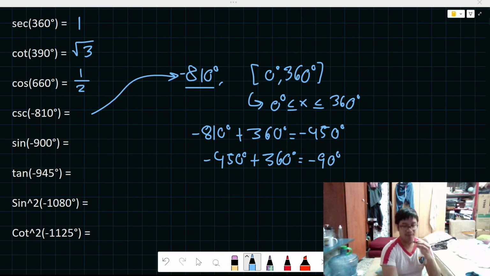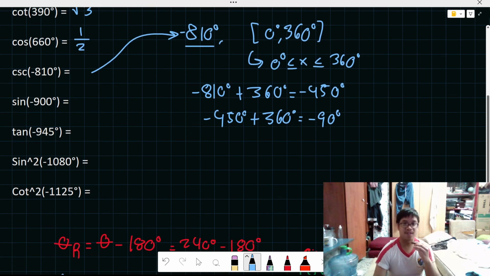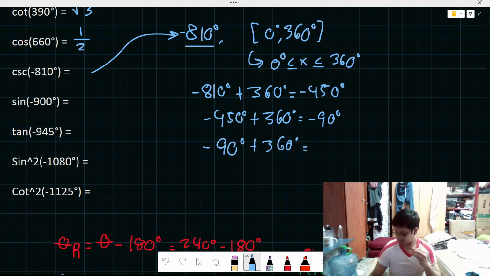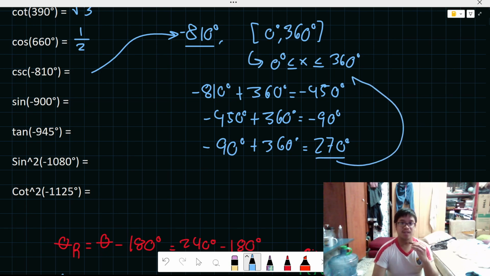But still, it's negative, still less than 0, so we do it again. Negative 90 degrees plus 360 degrees. I think that's 270. Let's take a look. Yes, it is 270 degrees. So 270 degrees is within this interval, and we stop right there. We can simply rewrite cosecant of negative 810 degrees as cosecant of 270 degrees.